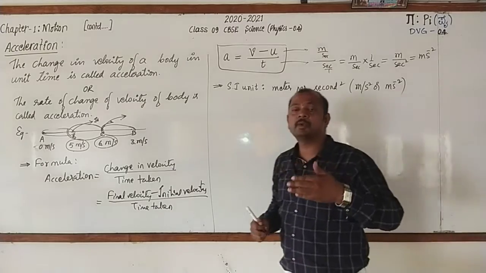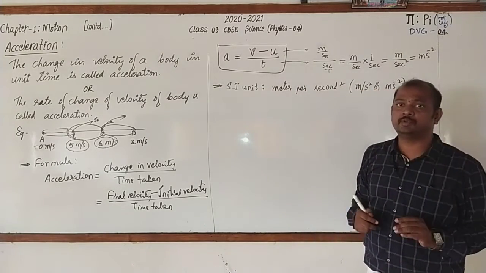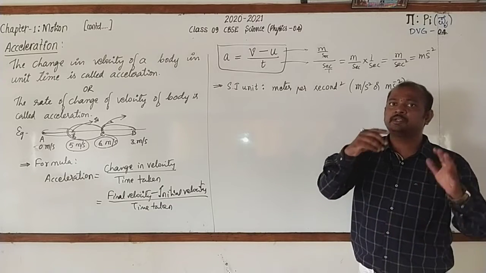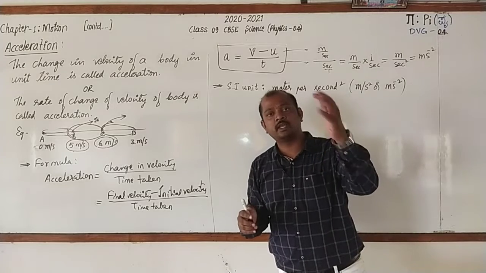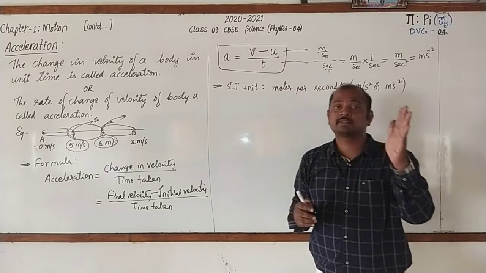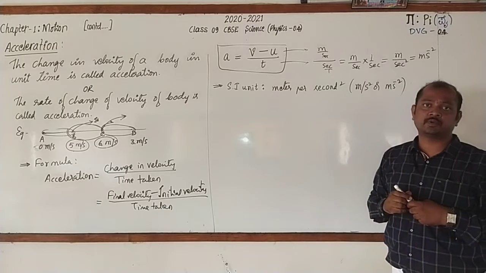Here we have come across different physical quantities. You must be aware of their SI units. Distance and displacement have the same unit, that is meter. Speed and velocity have the same unit, that is meter per second. And acceleration is meter per second square.